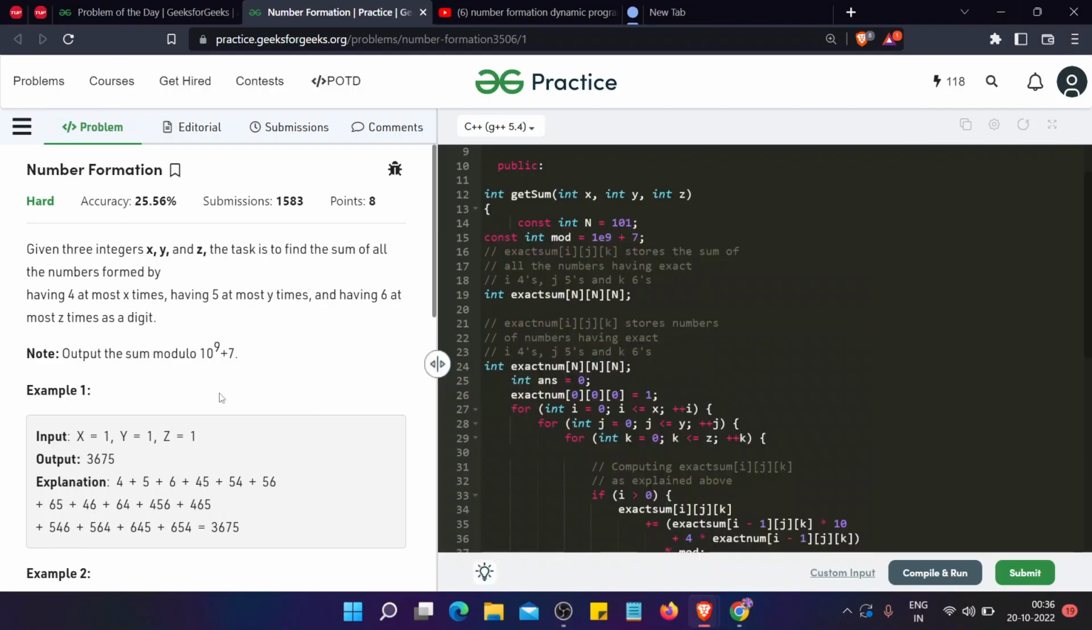So hello guys, welcome back to another problem of the day of GFG. So today we are solving the number formation question. It's a hard level question, let's see what the question states.